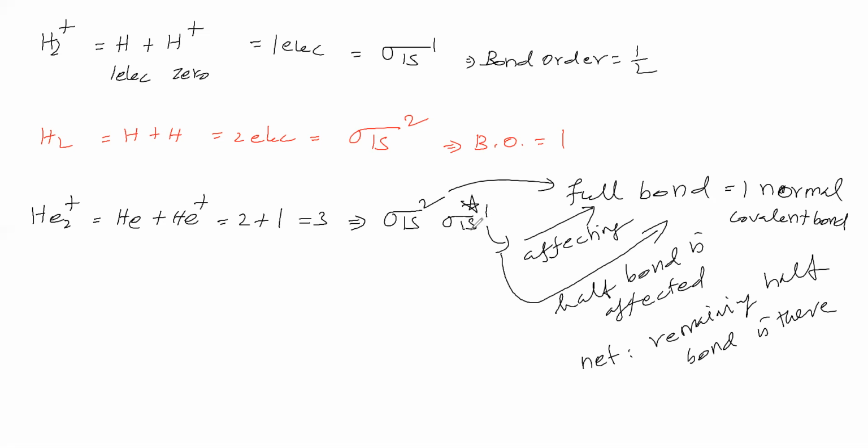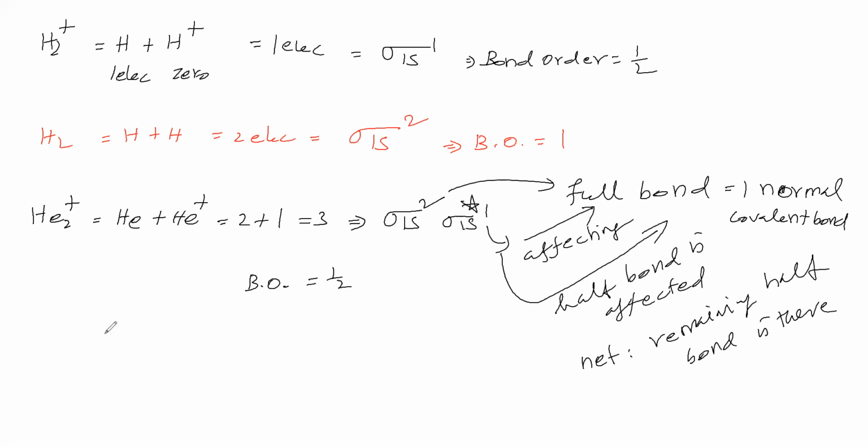This electron is affecting this bond. It has affected how much bond, meaning half bond. So how much is remaining? Only half bond is remaining. So half bond remaining means the bond order is equal to 1 by 2.